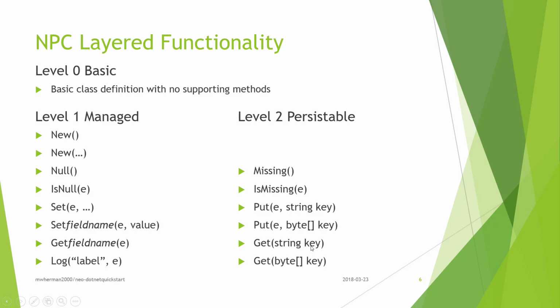onto the blockchain. When you retrieve an entity with a given key, and an entity with that key doesn't exist, it'll return a missing entity. And so you have the ability to ask, is an entity missing? And we'll see some examples of that as we walk through the code.